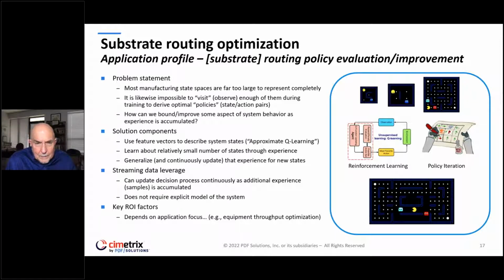And moreover, it's impossible in a training exercise to visit every potential state space of some of these systems. And so the question is, how can you improve your decision-making process, or the so-called policies that you would have for what to do next given a state? I've borrowed some icons from a reinforcement learning coursework on the right-hand side here.